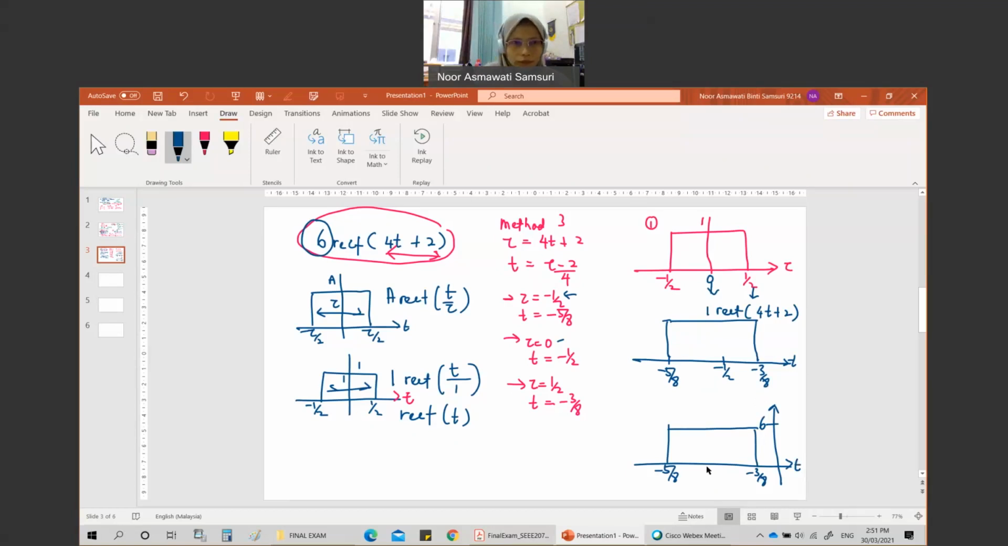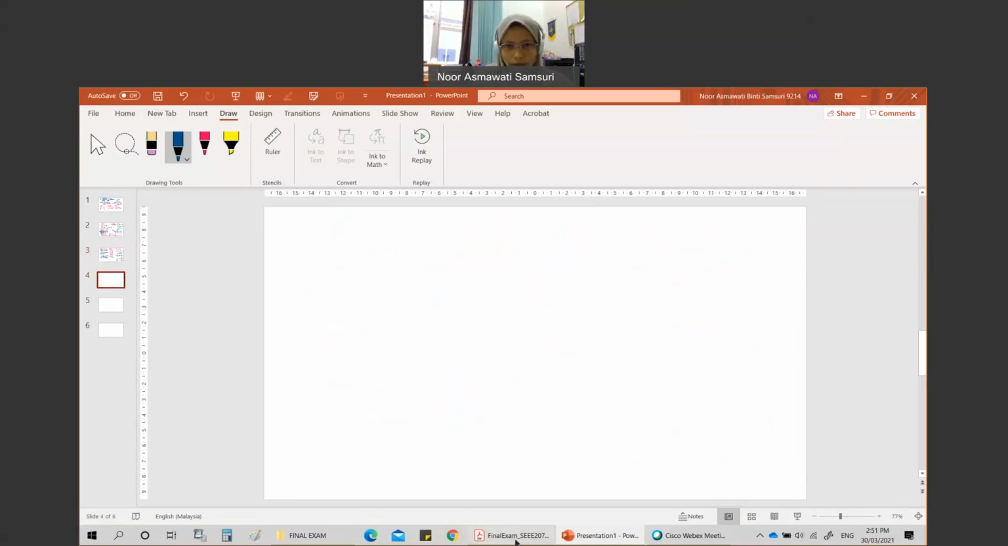Okay, I think quite straightforward. If you write down every single thing in your answer script, I believe you can answer and you can score full mark. If you just stare at the question, look at the graph, look at the equation, and you don't write anything, you'll be stuck. Okay, so let's move on to the next question.